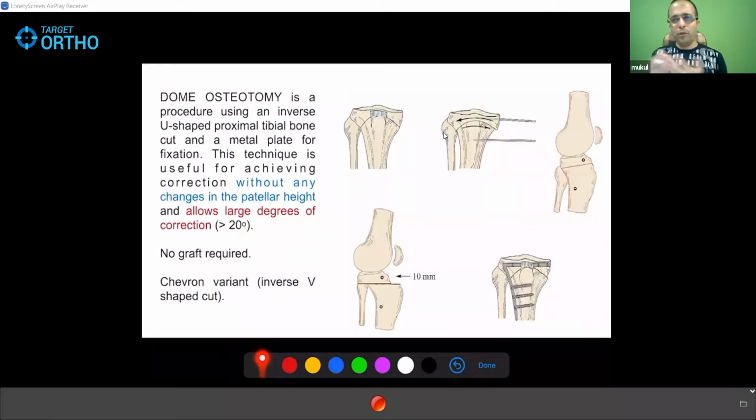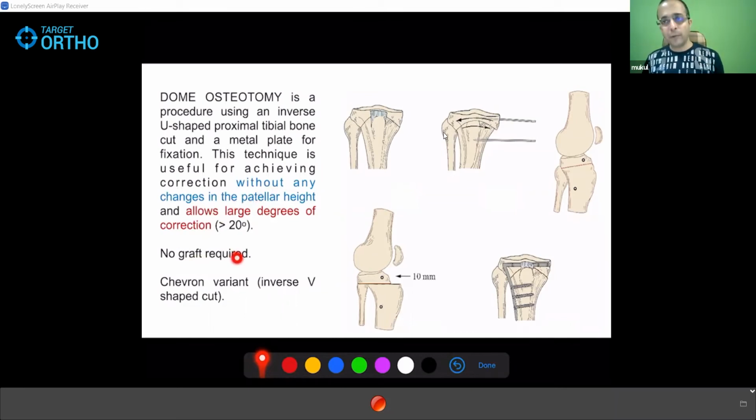Then the dome osteotomy, you all know, Macquet. You drill holes like this, you cut the bone like this, and then you insert two wires. And with these wires, you twist the two fragments. Okay. So this is a technique that is going to achieve no change in patellar height. Okay. And then it will allow large degrees of correction also. So you can see the standard technique, patellar height ke changes nahi aayenge, correction zyada aa jayegi. So some advantages over the standard techniques.